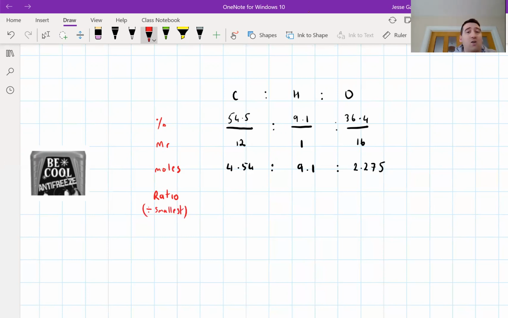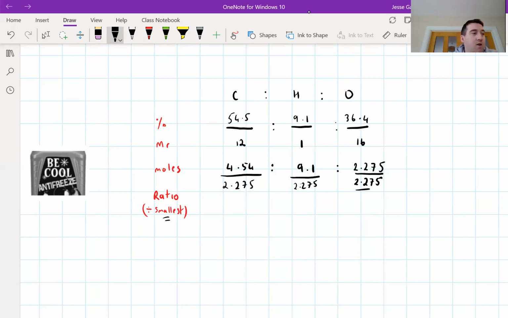If you're still stuck, what do I mean by this? It's important that you watch this because it's going to be the same for all of these questions, and you're going to get less help in the next ones. So the smallest is this one, 2.275. So we take that and divide it by itself. And then we divide all the other numbers by that same smallest number, this one here. So 2.275 divided by 2.275. And then you do each of these.